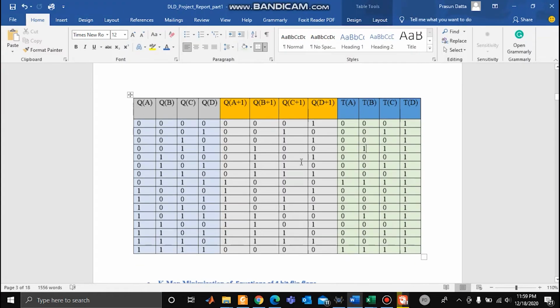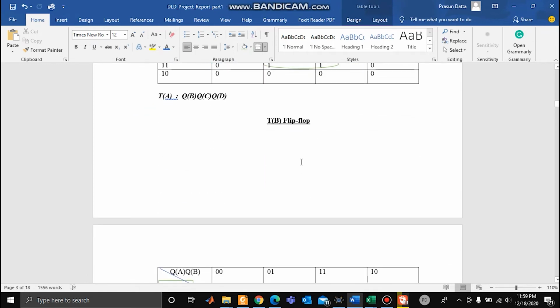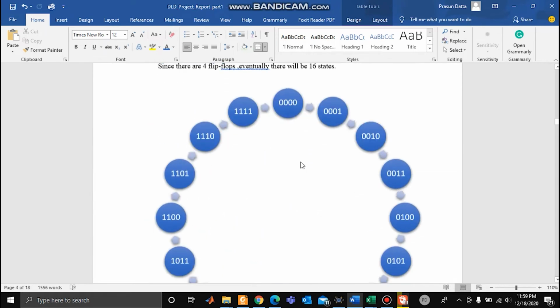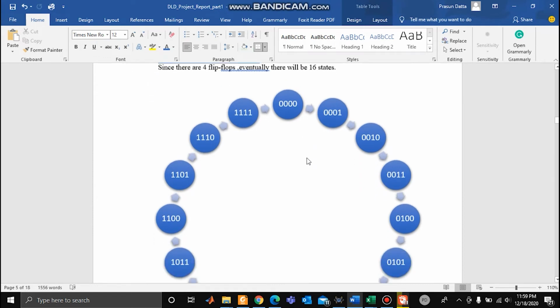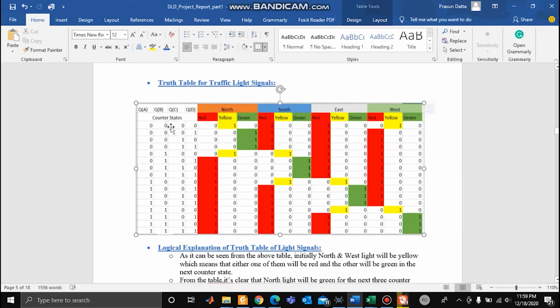Here, the equations of the outputs of the flip-flops have been calculated using the K-map minimization technique. These are presented in our reports. Since there are 4 flip-flops, there will be a total of 16 counter states. These are presented here. At the initial counter state, north and west light will be on yellow. Then north will be green for the next 3 counter states. During these counter states, the rest of the 3 lights will be on red.